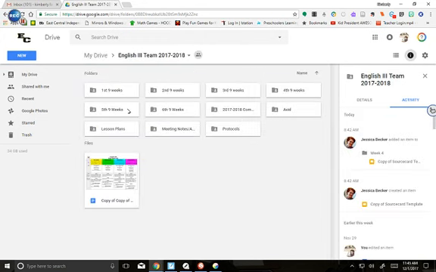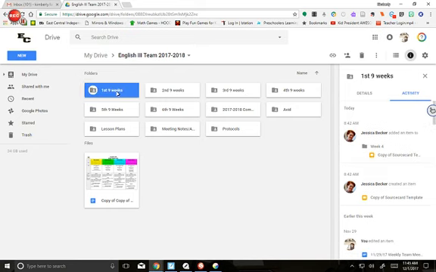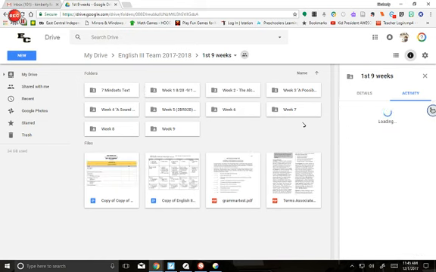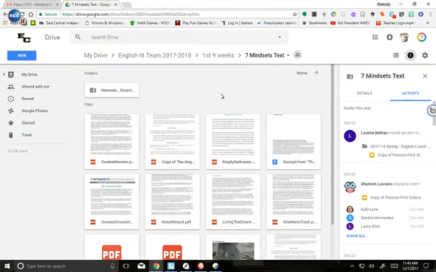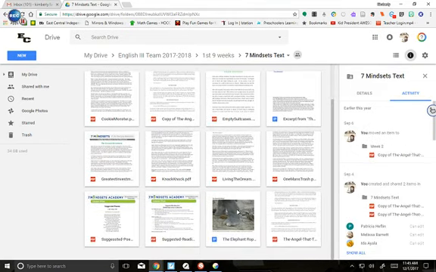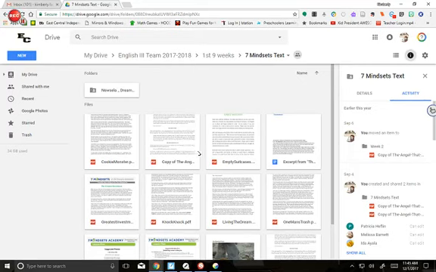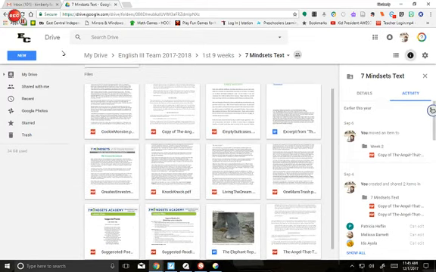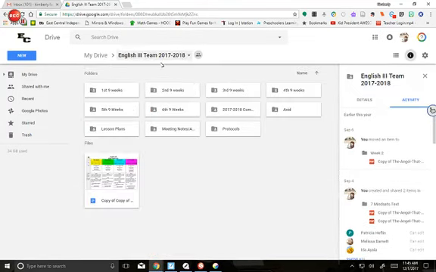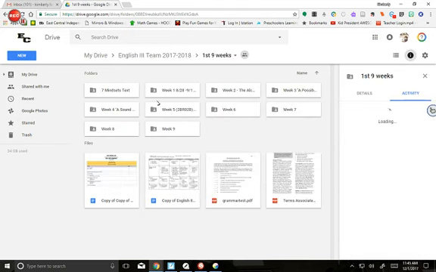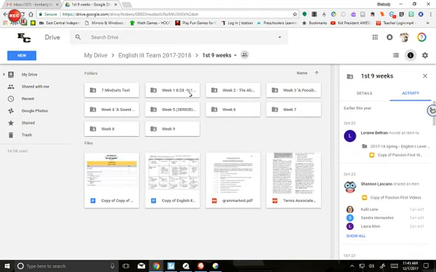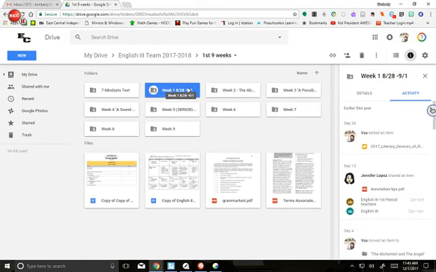Within this, we created first, second, third, and fourth 9 weeks. Each 9 weeks has one of the 7 mindsets. It says 7 mindsets text, so we share these folders. These are all resources, videos, and ideas that we created related to the 7 mindset theme. Teachers at our school have the freedom and autonomy to select text that they want to use. We do not all have to complete the same short story or text that we are reading.